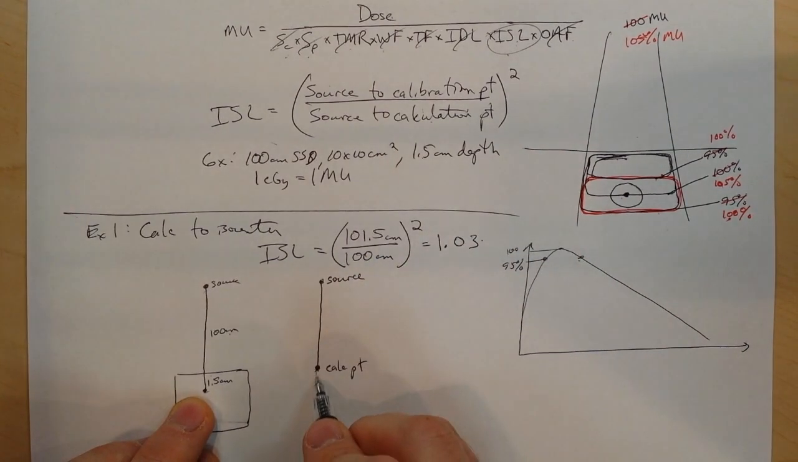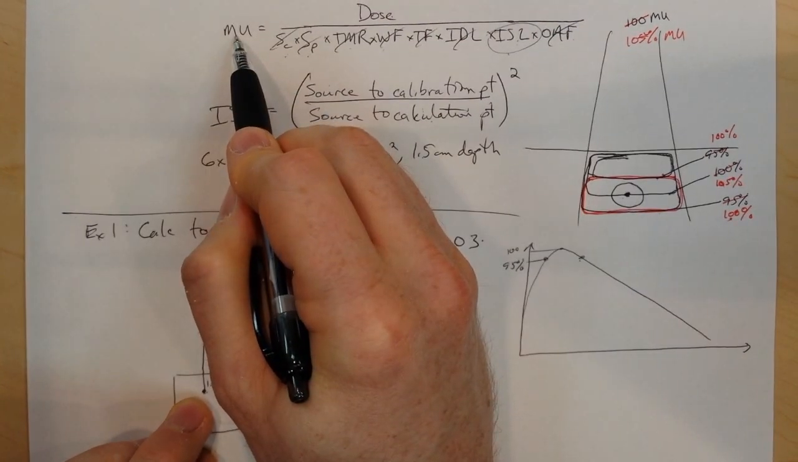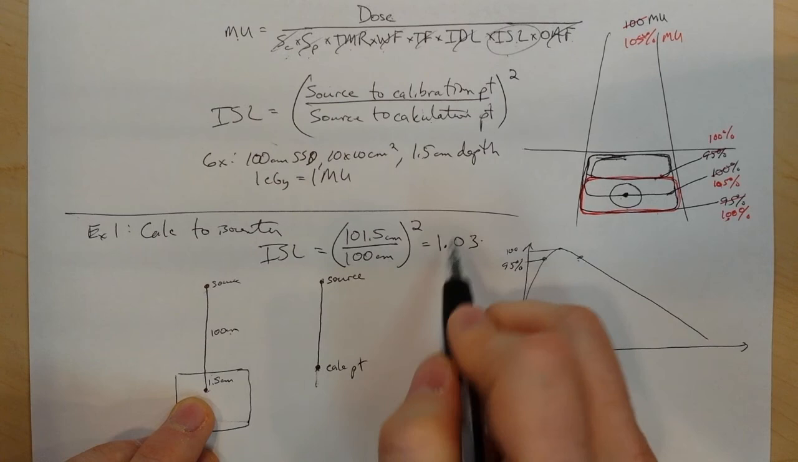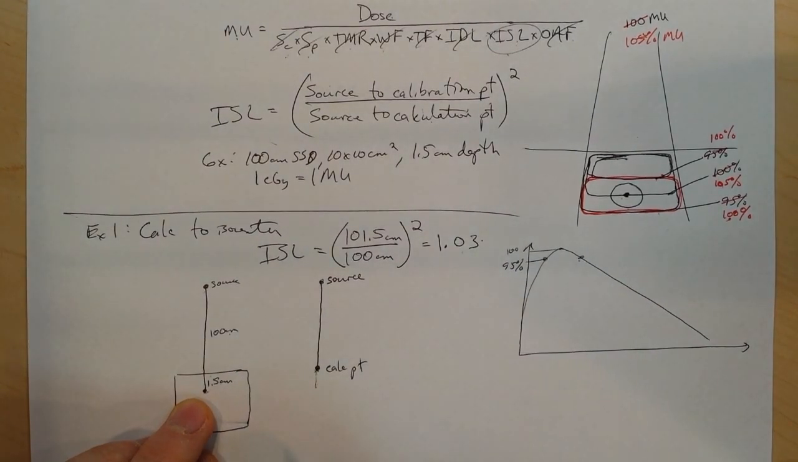So I get hotter, the radiation gets more intense the closer to the source I move. Therefore, we need to decrease the monitor units necessary to deliver the dose to that point by 3%, 1.03.